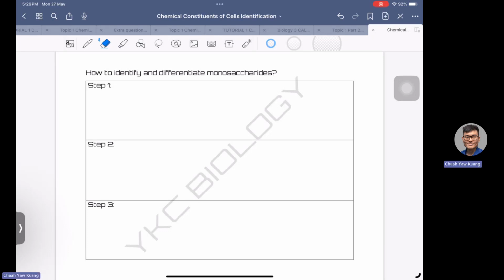Hi everyone. This video will show you how to identify and differentiate the monosaccharides easily based on their structures. In our syllabus, we have learned about 5 types of monosaccharide. These include glucose, galactose, fructose, ribose, and deoxyribose.